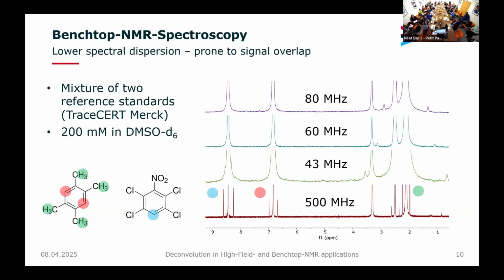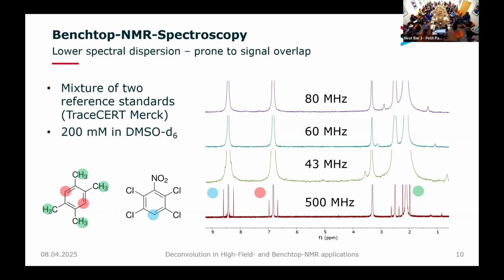Don't get me wrong, sometimes people talk about low resolution NMR, and I think this was stated a lot in the early times of benchtop NMR, but it's not really a resolution thing. It's more a spectral dispersion thing. You can see a comparison between a 500 megahertz spectrum of these two reference compounds at a 200 millimolar range in DMSO-d6. And you can see that the peaks appear much broader in the benchtop spectrum. In this case, this is a very ideal case because you still have some baseline separation between these two aromatic signals. But of course, in most real-world samples, you won't see that.